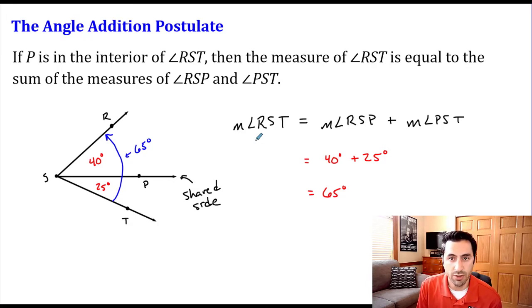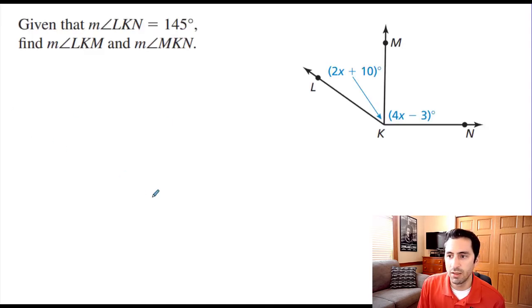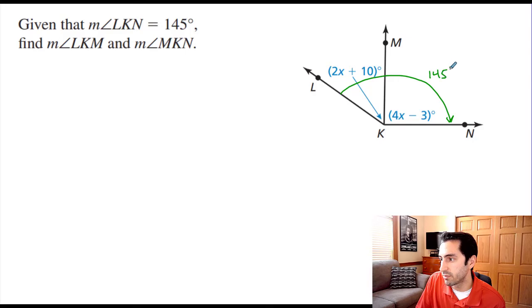Now we can also use this to write and solve equations. And let's take a look at an example where we do that. Okay, so here I'm given an angle measure. LKN is 145. Let's take a look at that in the picture right away. So L to K to N is 145. So the entire angle, this entire span here, that crosses 145 degrees. I want to find the measure of angle LKM, so that's the one on the left, and the measure of angle MKN over here on the right.